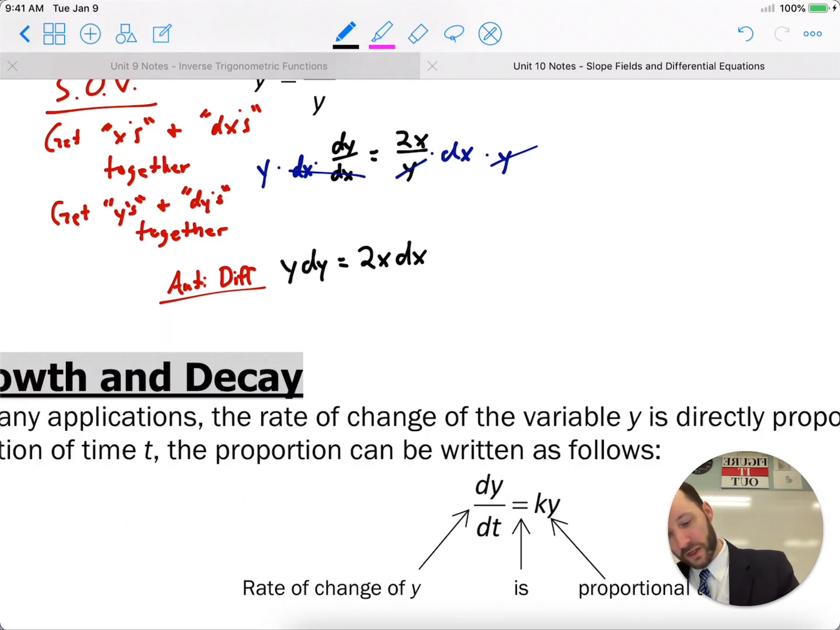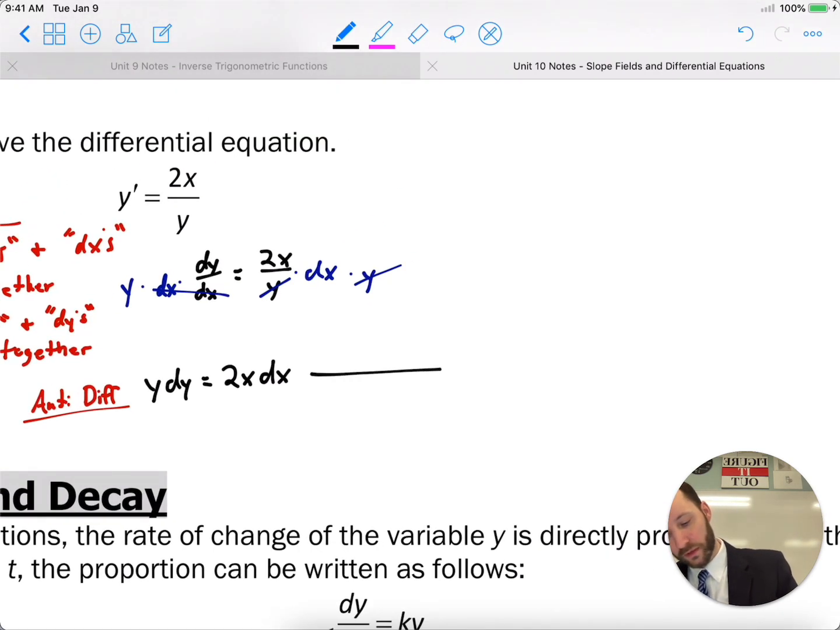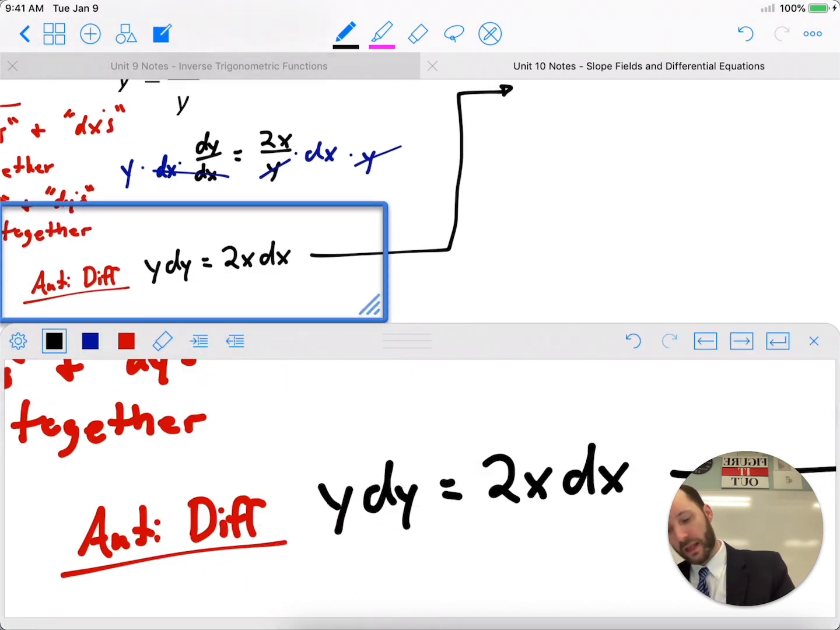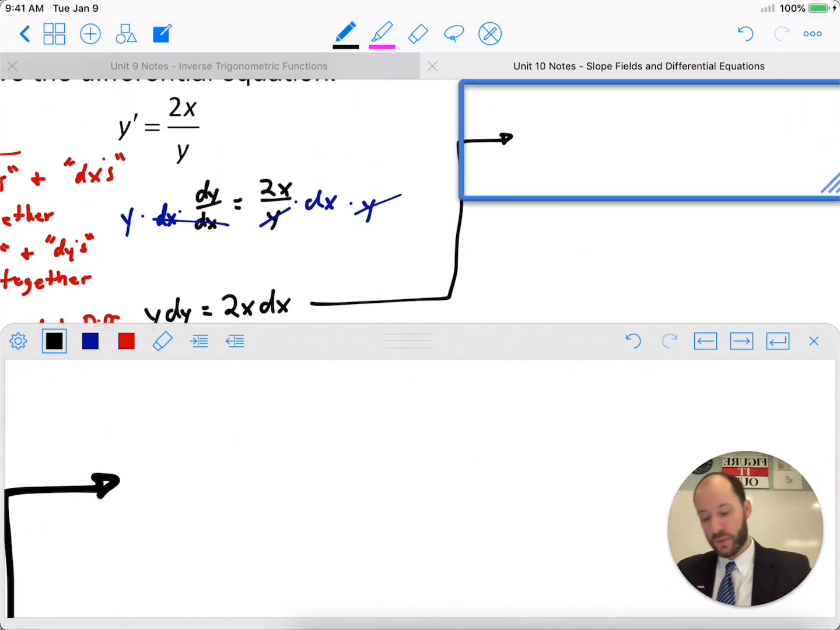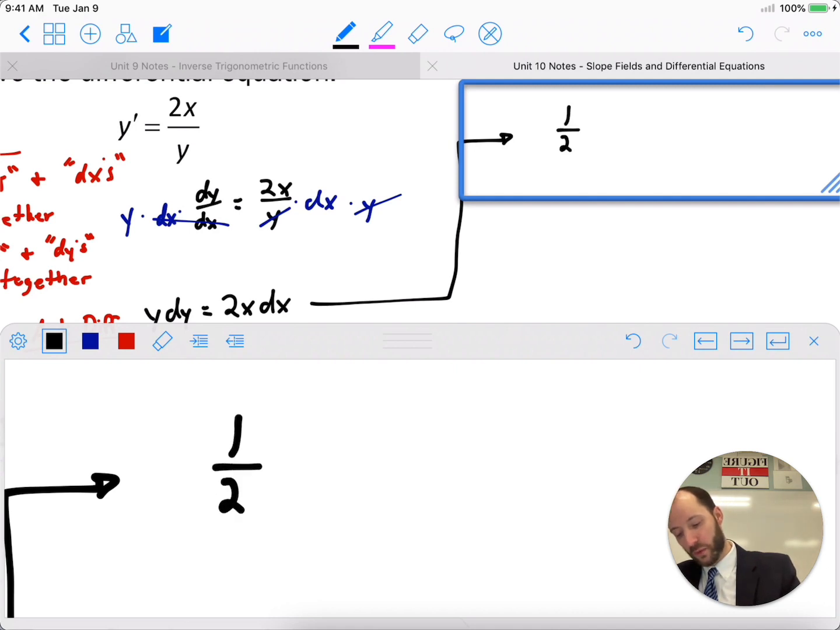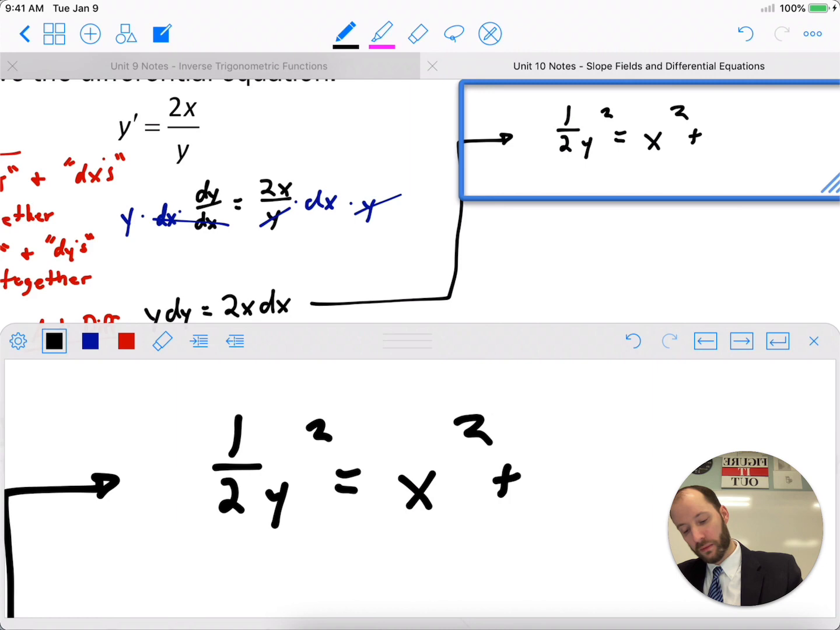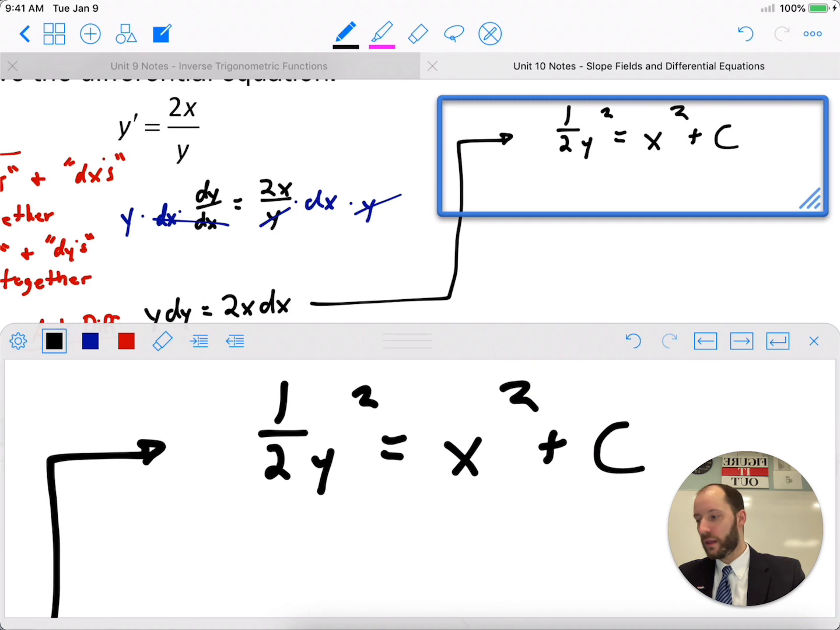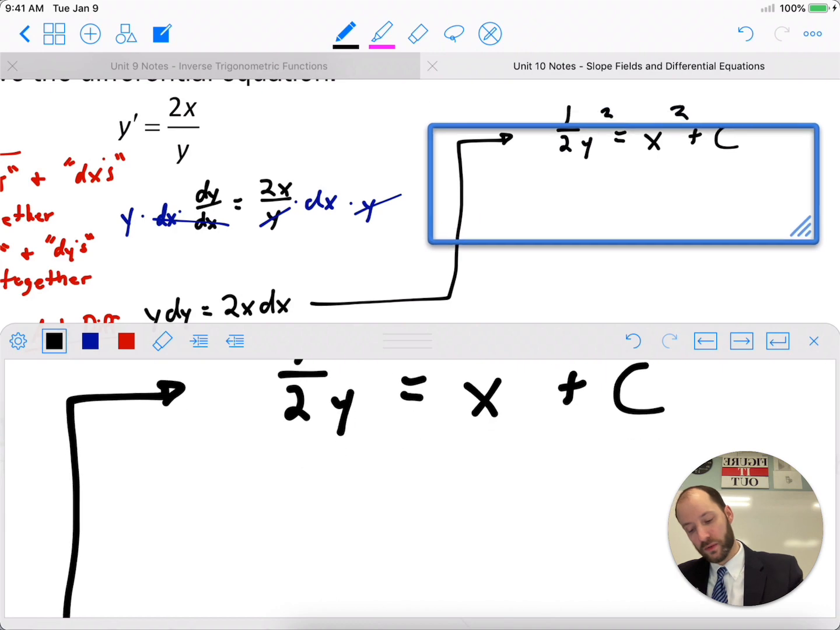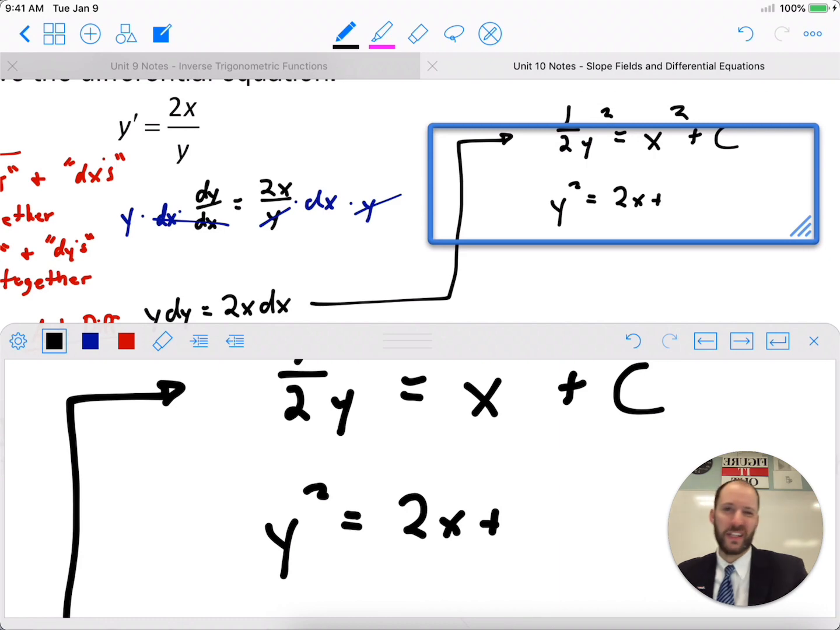So bring that up here, running out of room. The antiderivative of y dy becomes 1/2 y squared. And 2x dx becomes x squared plus c. Now we're going to solve for y. So multiply everything by 2, y squared becomes 2x squared plus just c again, because c is some number times 2, again is some number.